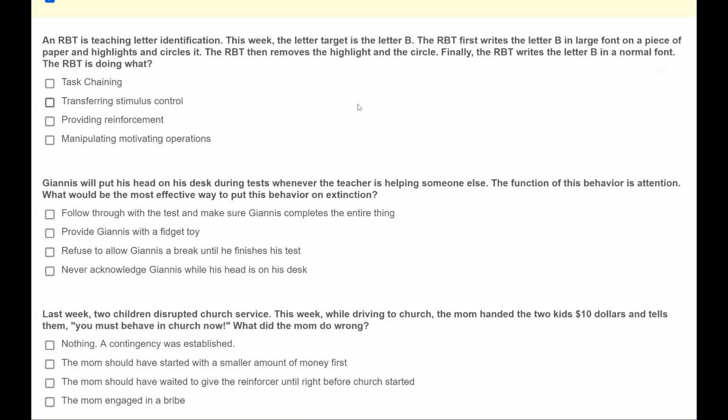Big letter, we're going to highlight and circle it. We really want to make sure that client picks the letter B. Then we remove the highlight and the circle. We remove 2 of the prompts. Then we remove the last prompt, which is the size of the letter.